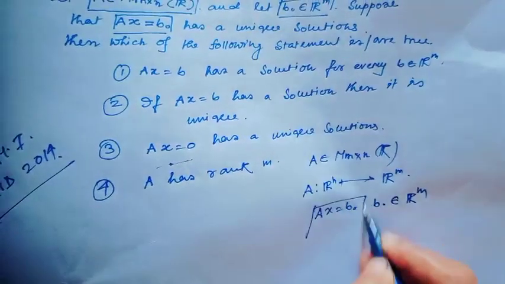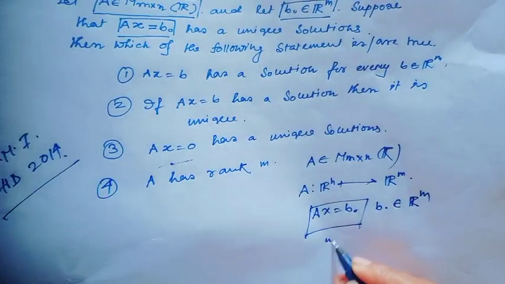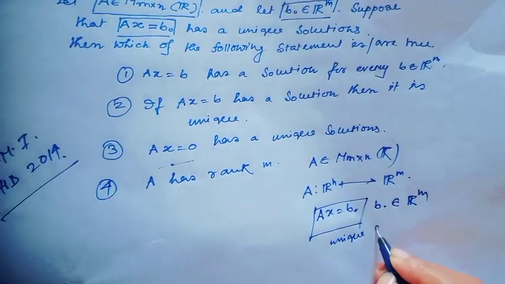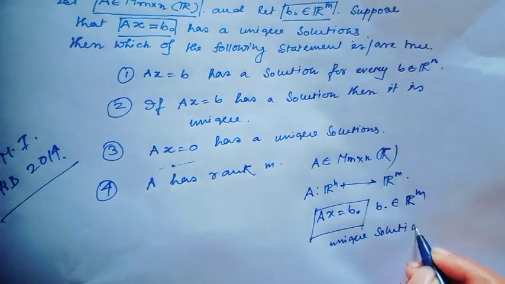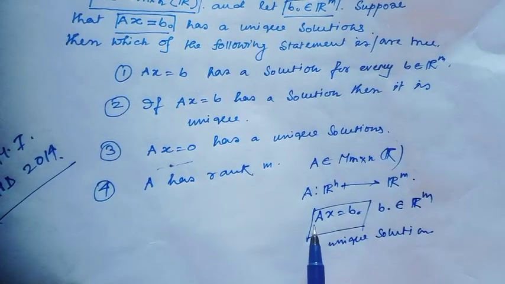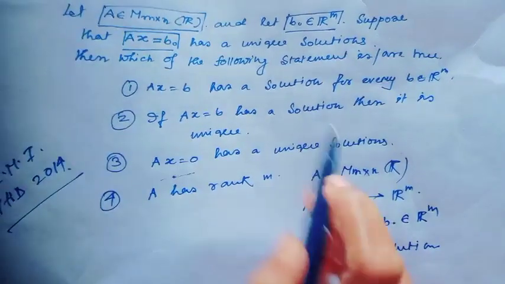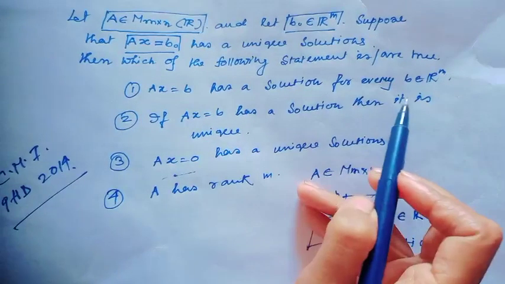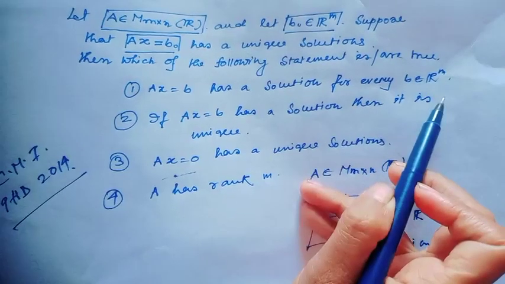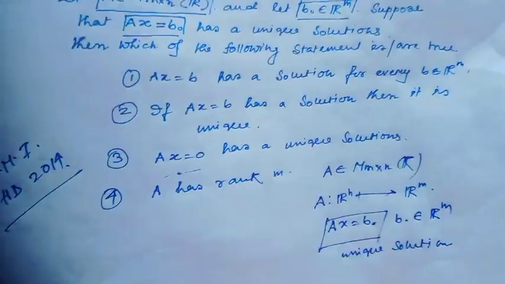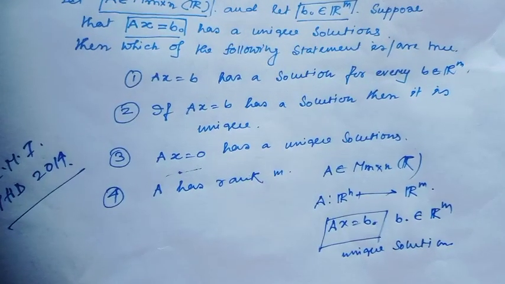Have you understood? And for this B naught there exists a unique solution. Now my question: if for a particular B there exists a unique solution, then does that imply Ax equal to B has a solution for every B belonging to Rm? At first think for yourself, then see my solution.